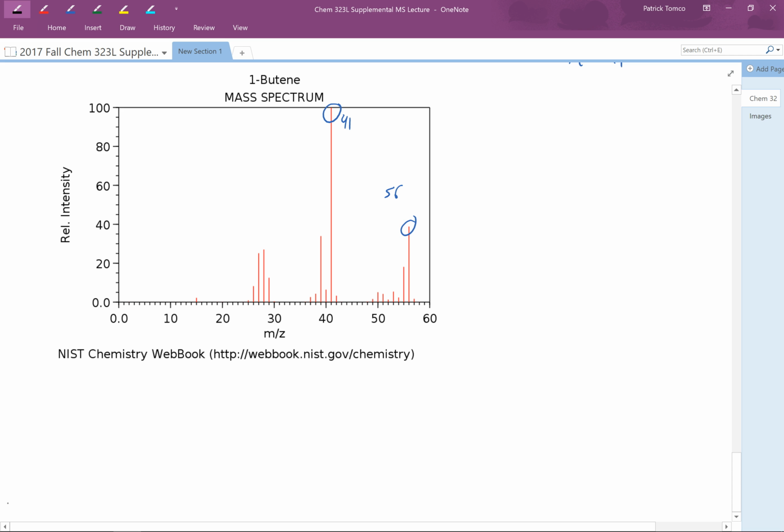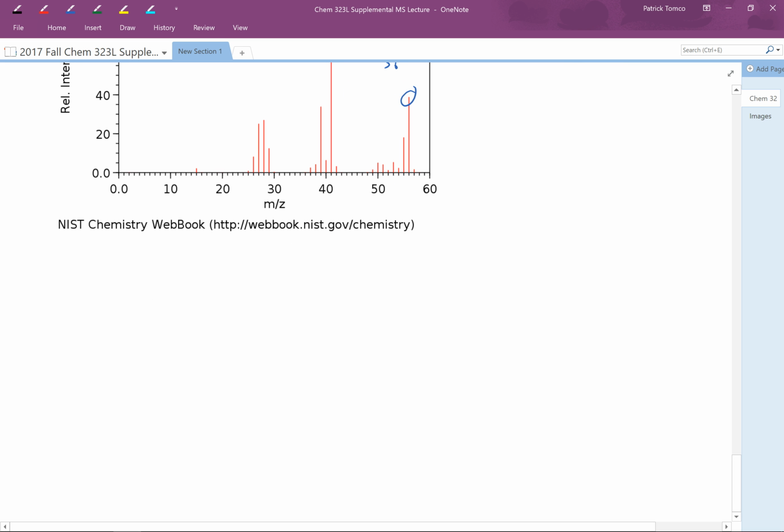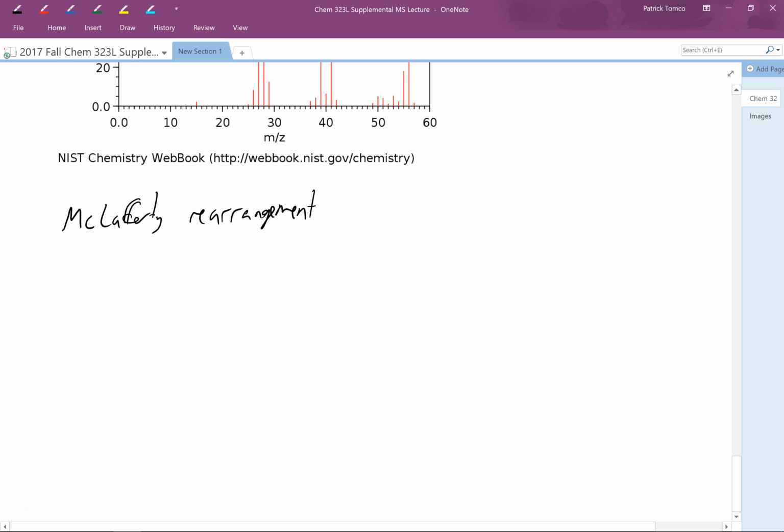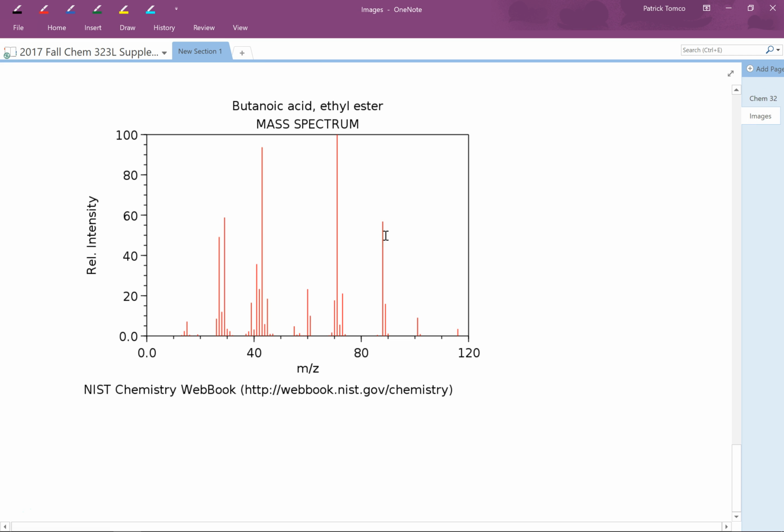The last example that I'll talk about is one that you will see commonly with carbonyls, those that contain ketones, aldehydes, carboxylic acids, esters, amides, etc. These compounds can undergo what is called the McLafferty rearrangement. And the example that I want to use here is the following molecule. This is an ethyl ester of butanoic acid. So this is ethyl butanoate. And I'm going to pull up the spectra.